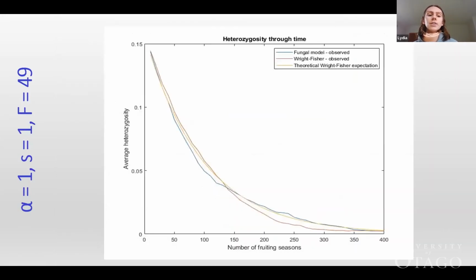So what I can do now is look at what happens to some of these interesting statistics, and the heterozygosity is the obvious one to look at. So it's kind of decaying over time, and I've plotted the simulations of the fungal model in blue. I've also plotted the Wright-Fisher model in red, and the expectations under the Wright-Fisher model in yellow. And we can see that they're all agreeing, which is perfect. That's what we want, because they should all be different simulations of exactly the same thing.